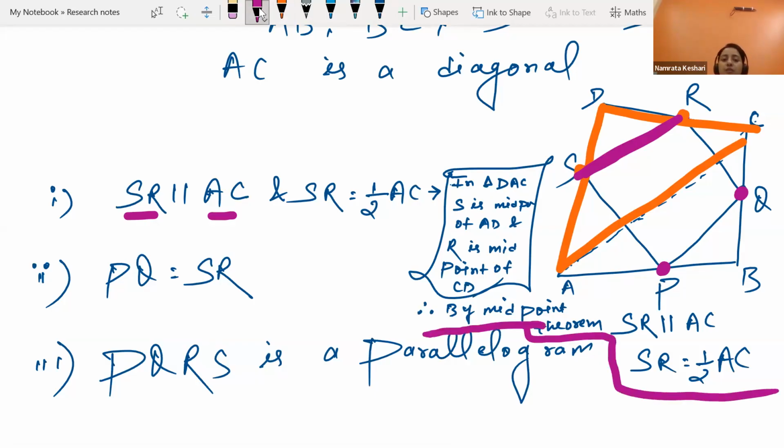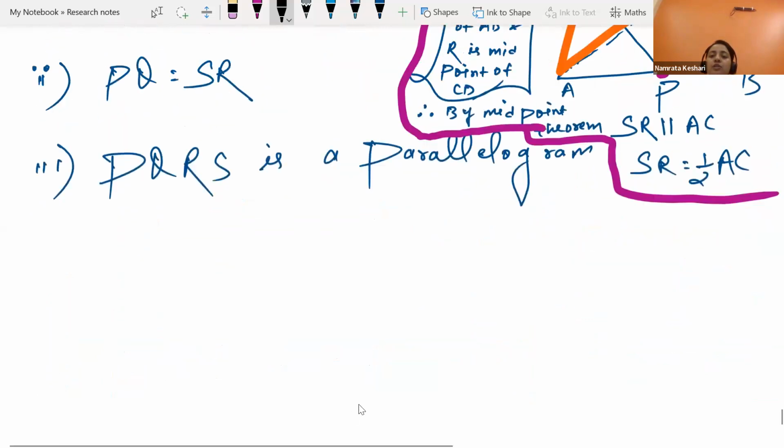We are done. Now you can copy it. Okay, this is the explanation. Now the next one is PQ is equal to SR, so we will be doing the same thing. First, let me know, is it clear so far to everyone? Yes, ma'am. Clear.